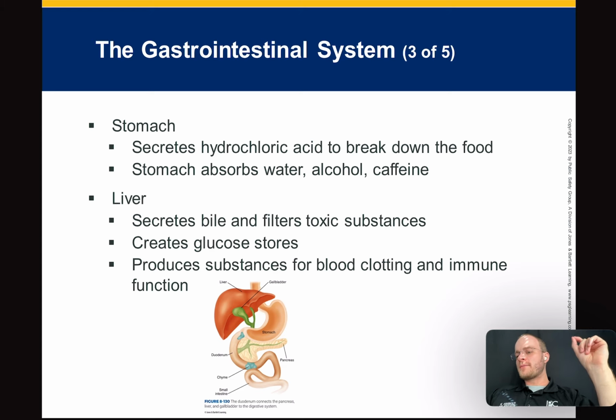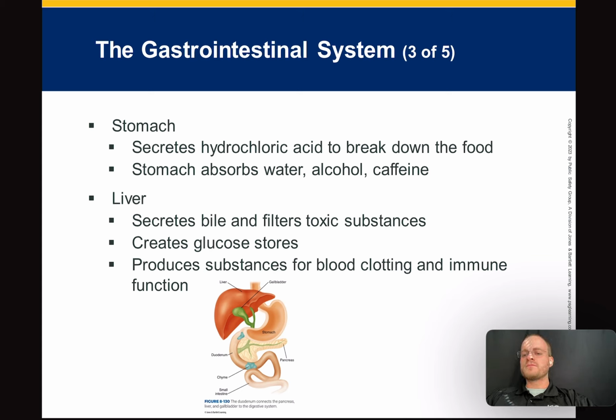But you should know that the stomach does absorb water, alcohol, and caffeine, okay? I'm trying to restrain myself because I don't want to confuse you, so I apologize. So it does absorb water, alcohol, and caffeine. It also absorbs aspirin as well, which is kind of random, but it does.